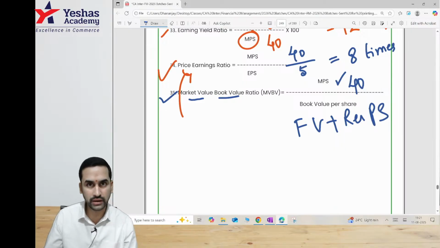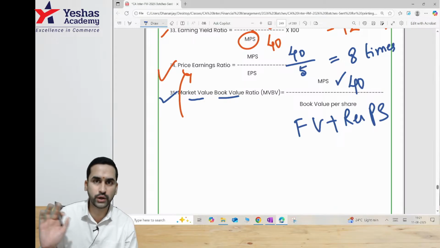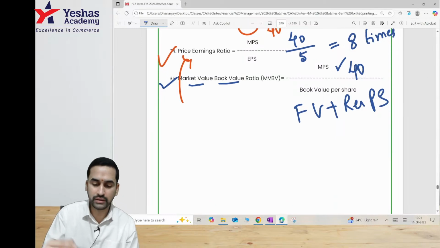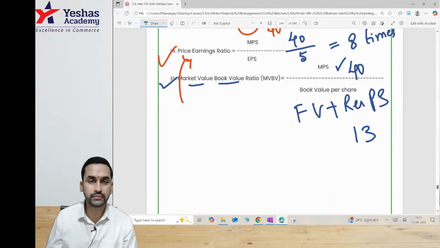Now, what is reserve per share? Total reserves and surplus divided by number of shares. So, book value is not equal to par value. Par value say 10 rupee share. But if the reserve per share is 3 rupee, then 10 plus 3, 13 is counted as book value per share. Example, this is 13.